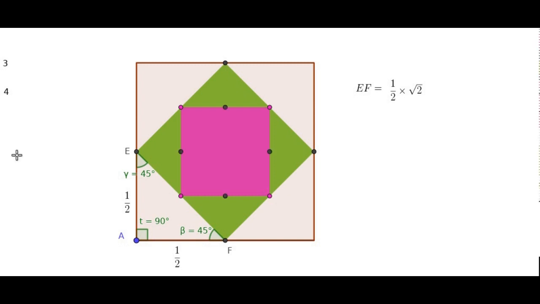Similarly proceeding, we get another square by joining the midpoints of the sides of the pink square. We get a yellow square. Its area is half the area of the pink square, that is 1/2 into 1/4, that is equal to 1/8.